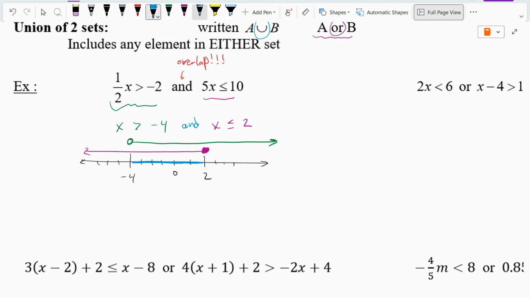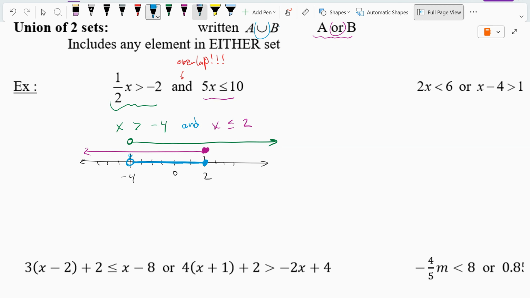Here's the tricky part. Do I use an open circle or a closed circle at -4? Is -4 a solution to both? No, it's not a solution to the green one. Therefore, it is not a solution to both combined. So it needs to be a solution to both. Is 2 a solution to both? Yes, the green one is shaded and there's a solid dot for the purple one.